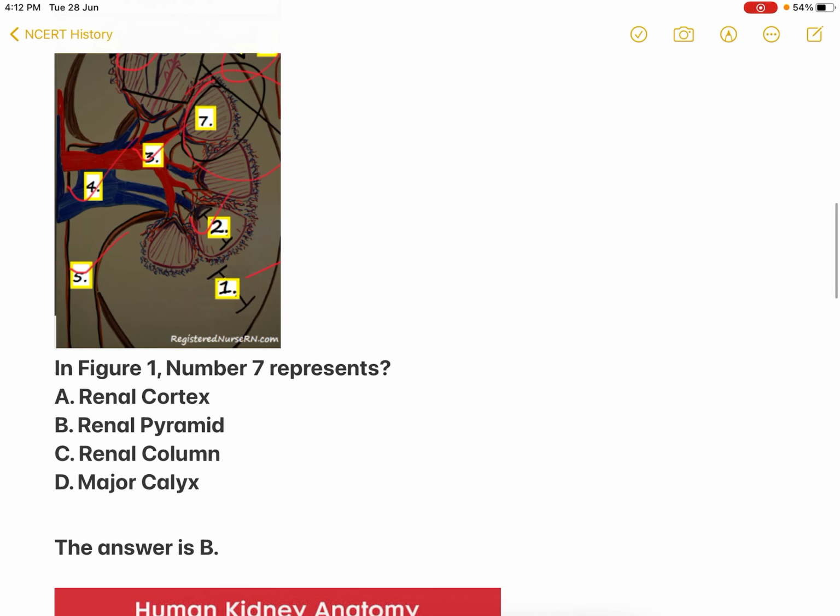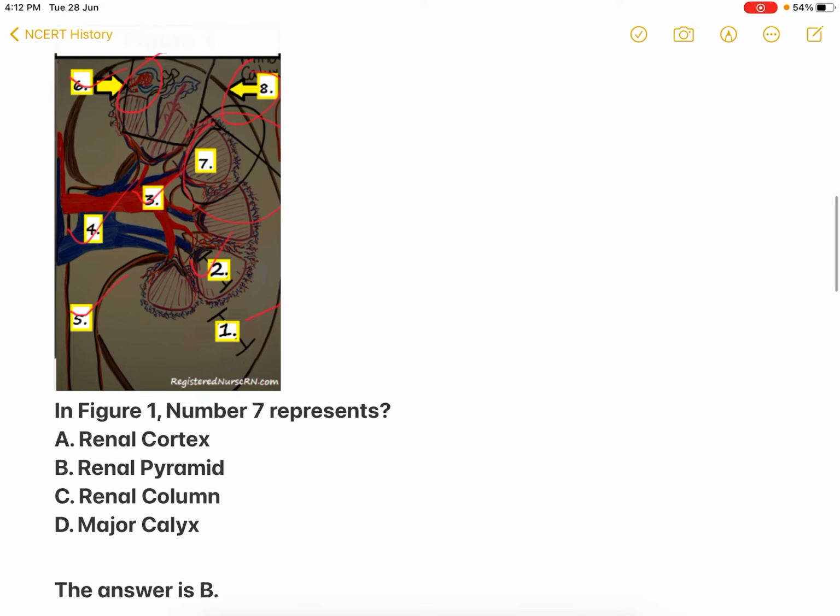In figure 1, number 1 represents: option A, renal cortex; option B, renal pyramid; option C, renal column; option D, renal major calyx. Answer is B, which is renal pyramid. These are image based questions.